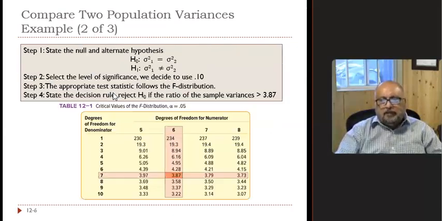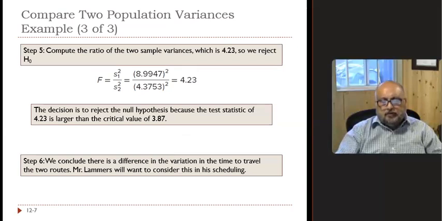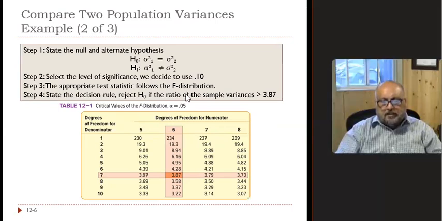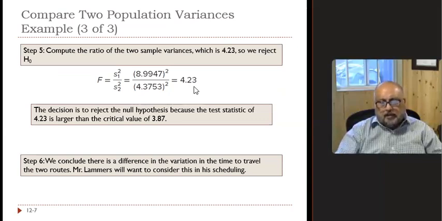So we need to compare F with this critical value belonging to the degrees of freedom we used for these 2 populations. Now the criteria is that if the F statistic is greater than 3.87, we should reject H naught. It is greater than the critical value, and that means the decision is to reject the null hypothesis, because the statistic is 4.3, which is greater than the critical value of 3.87.